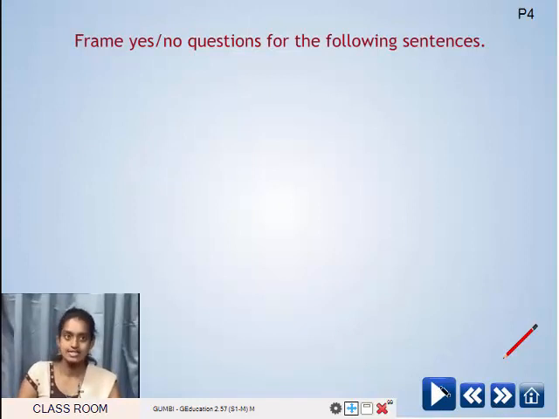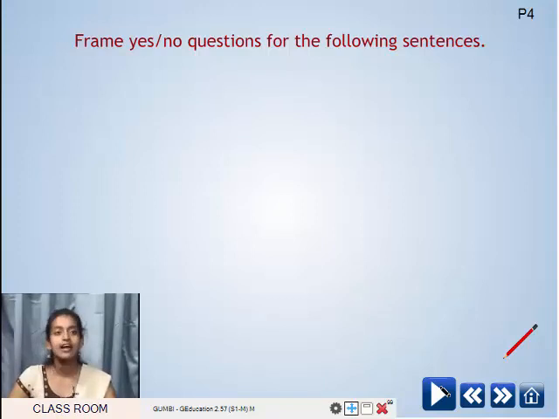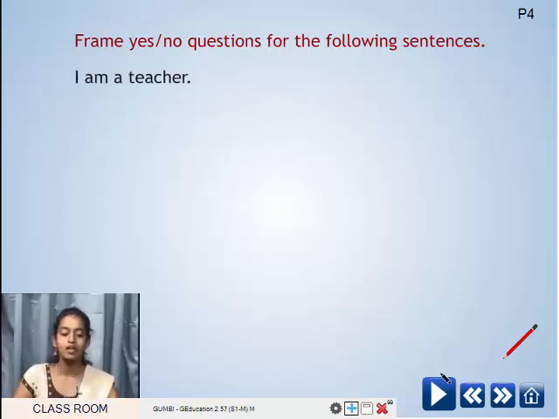So let's see the answers. Who are the two friends speaking in the conversation? Yes, Shashi and Ajay are the two friends. Repeat it, children. Shashi and Ajay are the two friends. What is Shashi doing? Shashi is doing a project on wild animals. What is Shashi doing? Shashi is doing a project on wild animals.